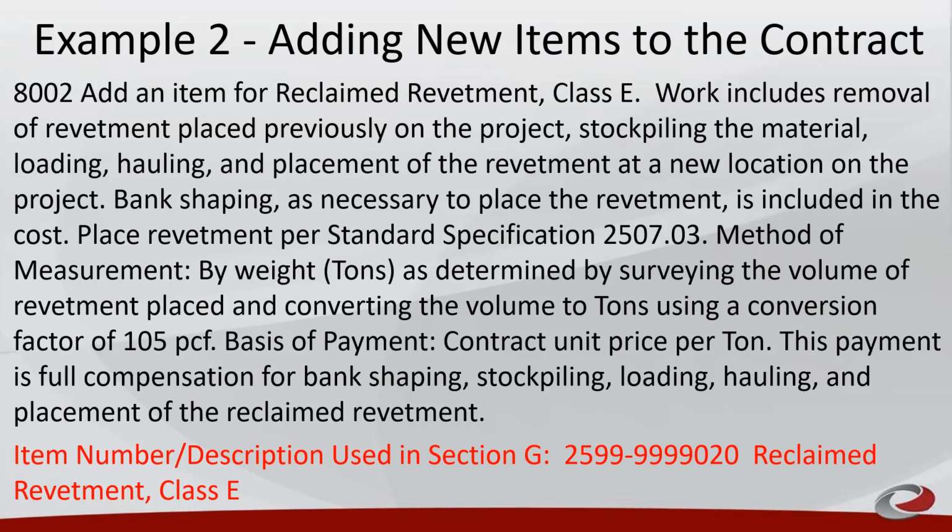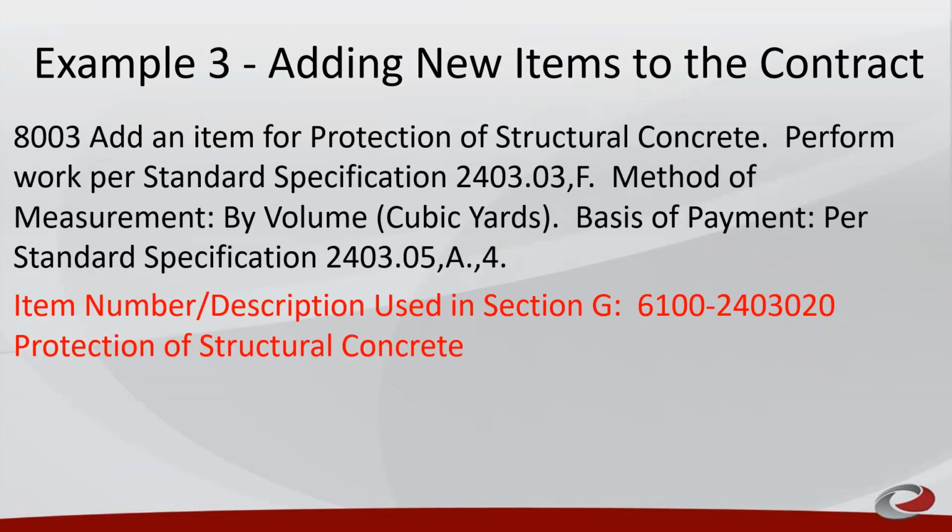Item number, description used in Section G, 2599-999020, reclaimed revetment, Class E. Example 3, 8003. Add item for protection of structural concrete.